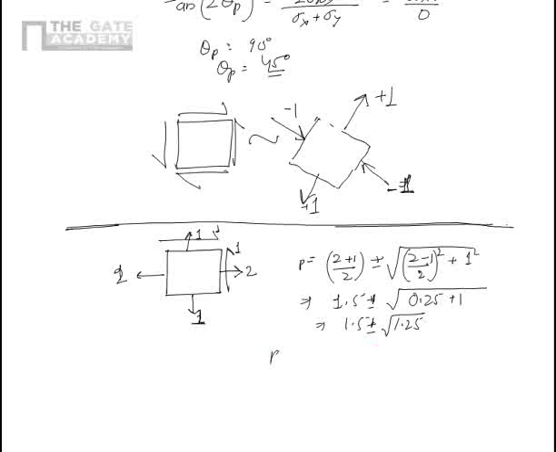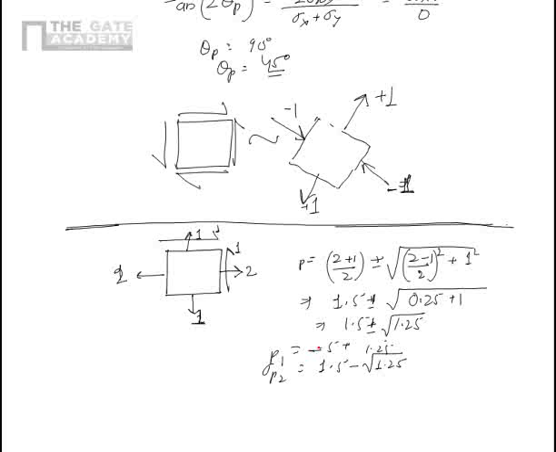So sigma p1 is 1.5 plus square root of 1.25 and sigma p2 is 1.5 minus square root of 1.25. Obviously the square root of 1.25 will not be more than 1.5. It will still be less than 1.5. So both the principal stresses are positive here.